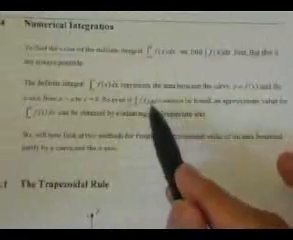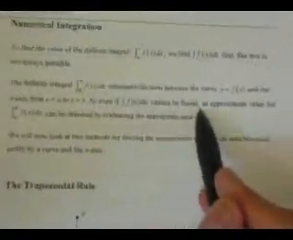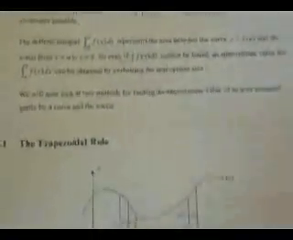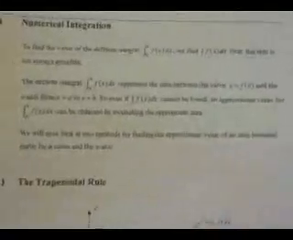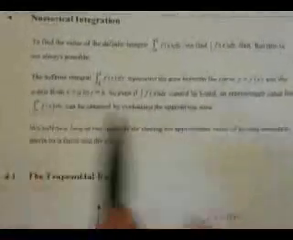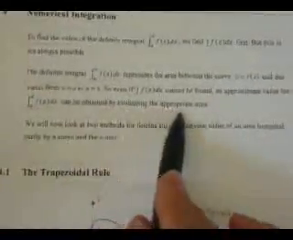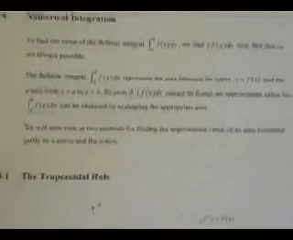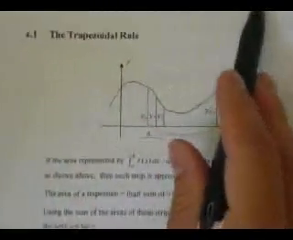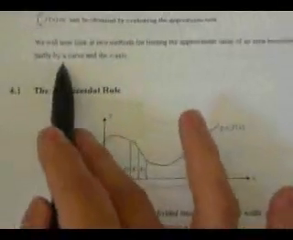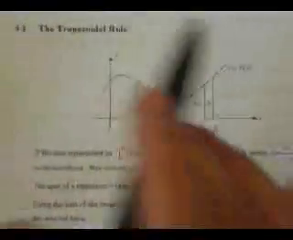So even if the integral of f(x) dx cannot be found, using numerical integration, an approximate value for this can be obtained by evaluating the appropriate area. There are two methods to find the approximate value for the area bounded partly by the curve and the x-axis. I'll touch on the trapezoidal rule.